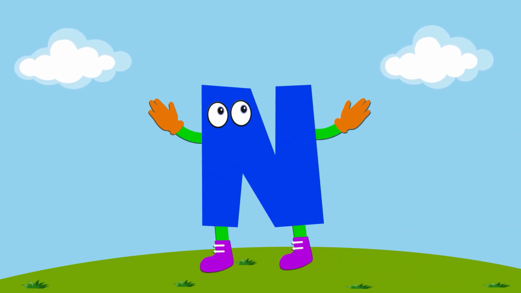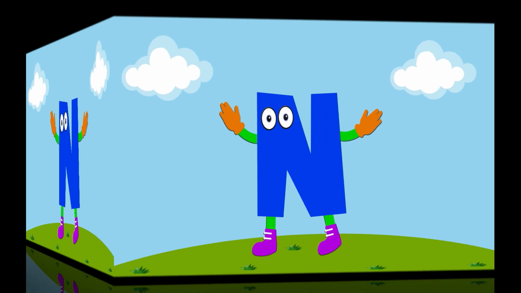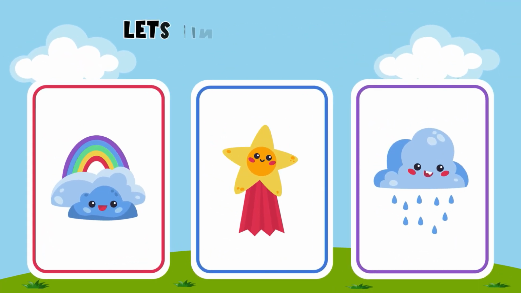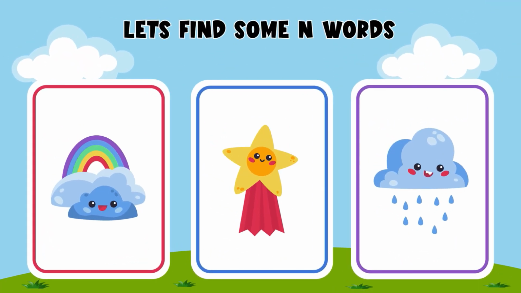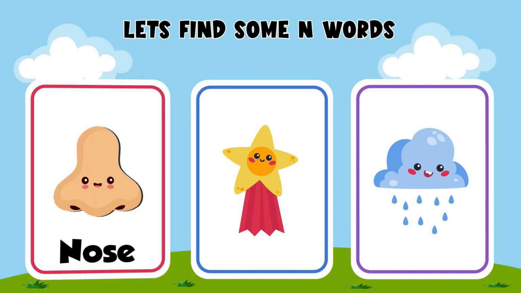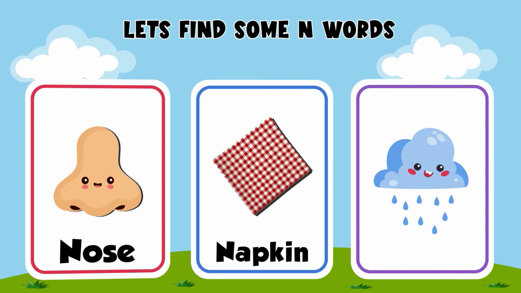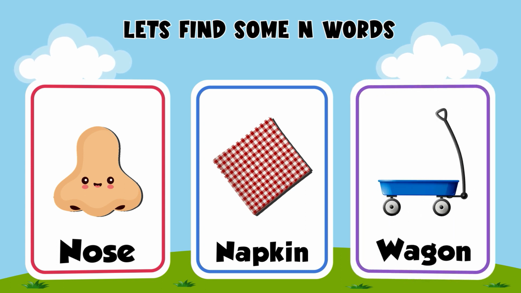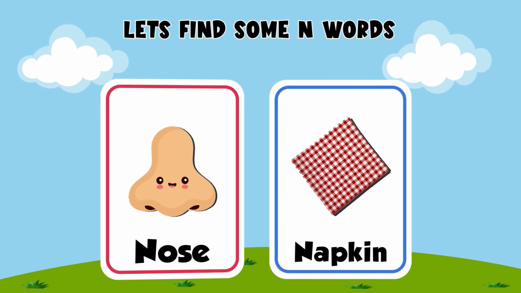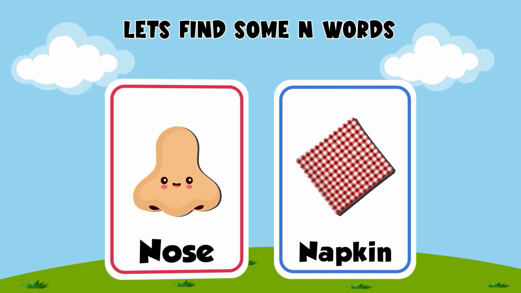This is alphabet N. Let's find some N words. Nose. Napkin. Wagon. Napkin.